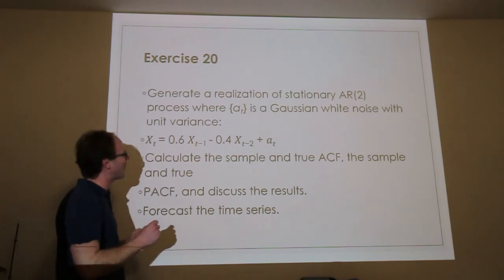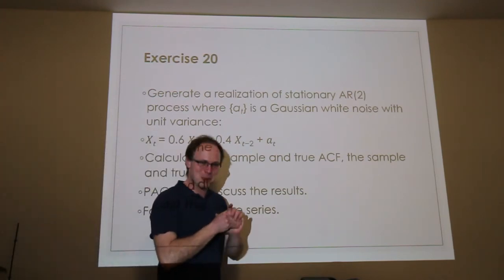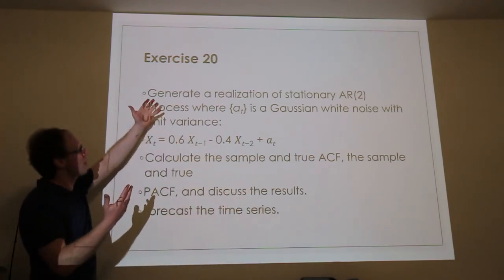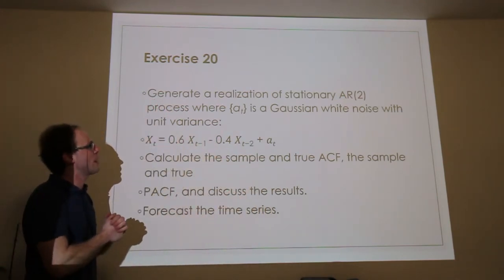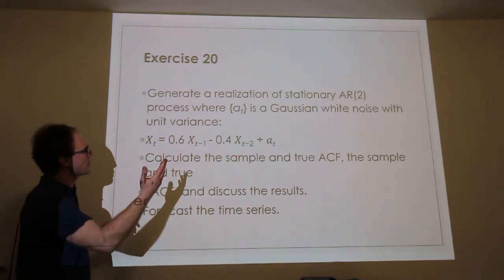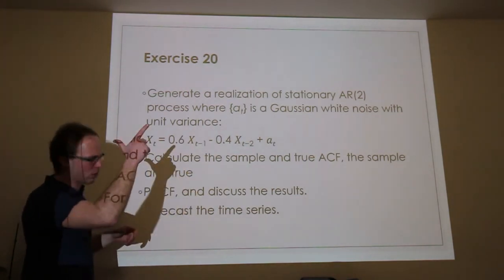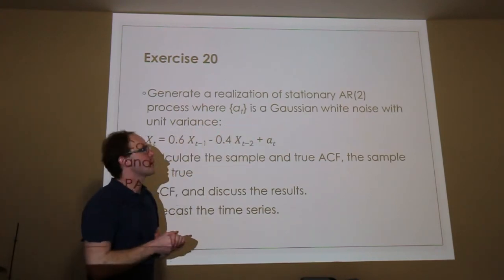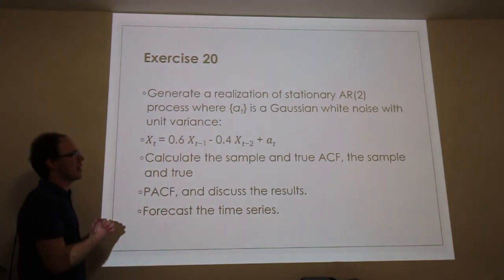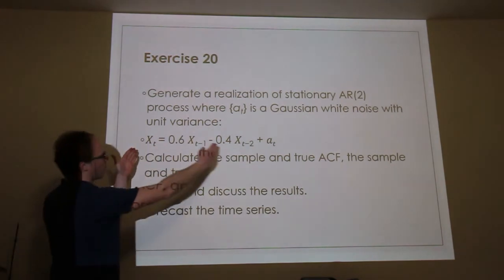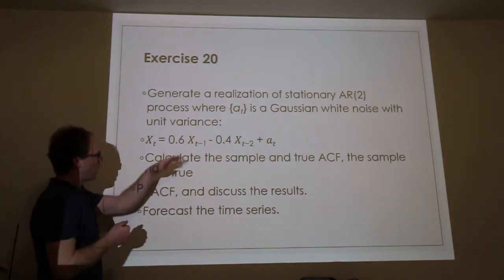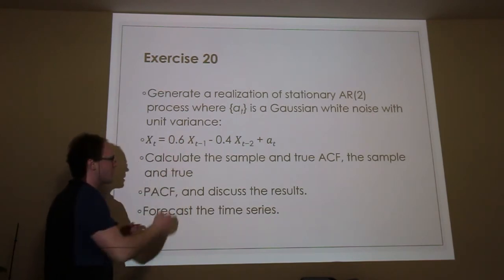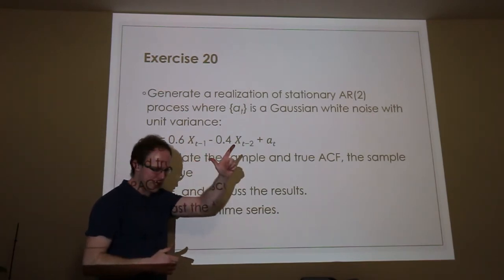We will use only autoregressive process of the second order. We will generate the realization of stationary autoregressive process of the second order, where a_t is a Gaussian white noise with unit variance. There is a formula of our autoregressive process of the second order, and you can see that we have here two parameters phi.